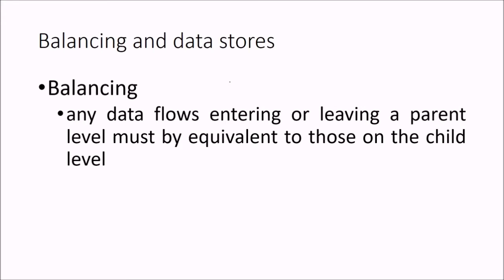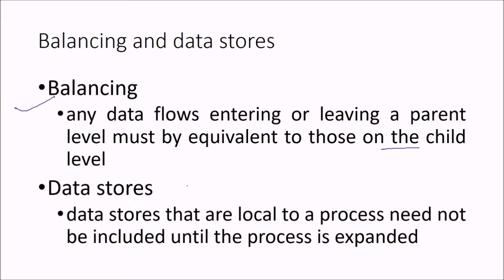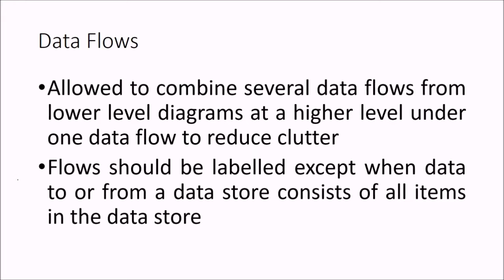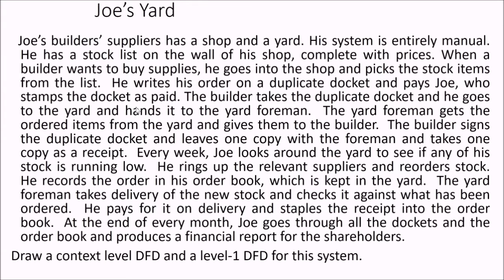So balancing and data stores. Balancing means any data flows entering or leaving a parent level must be equivalent to those on the child level, the previous level. And what about the data stores? The data stores that are local to a process need not be included until the process is actually explained. Data flows are allowed to be combined, several data flows from lower level diagrams at a higher level under one data flow, to reduce the clutter. And data flows should be labeled except when data to and from a data store consist of all items in the data store.